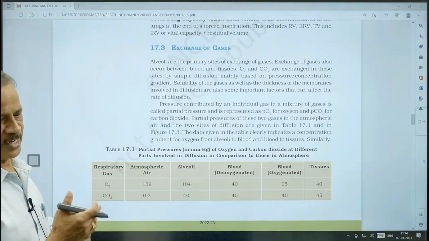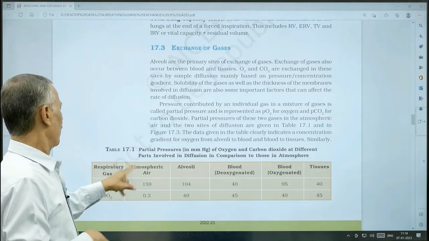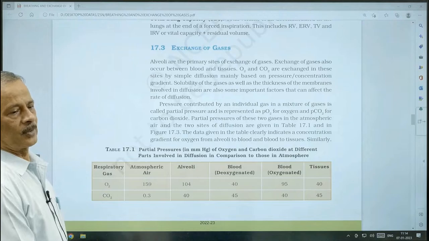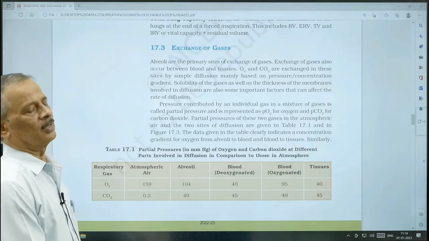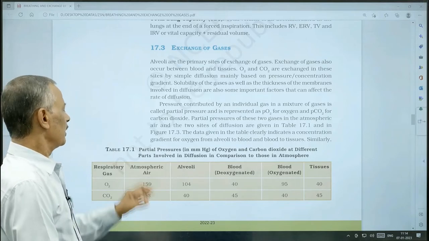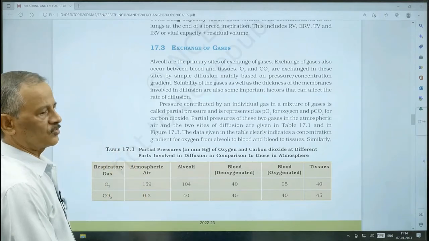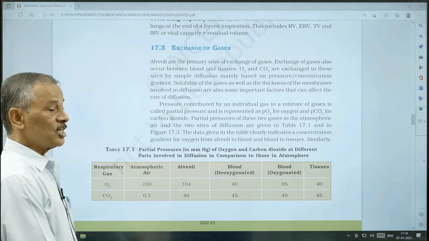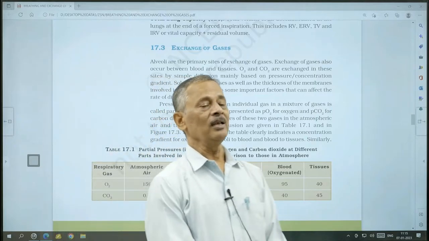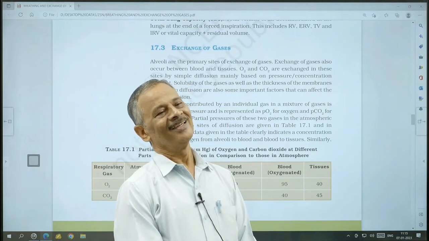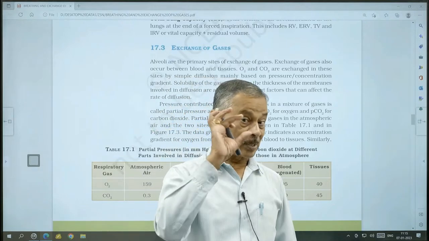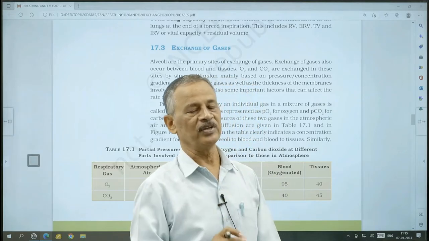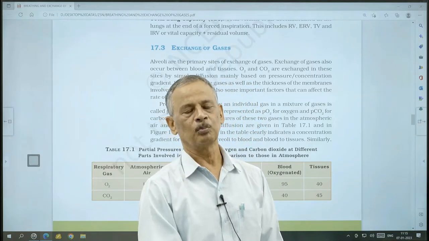Understand that in the atmosphere, we have different gases: nitrogen, oxygen, carbon dioxide, and rare gases. And the percentage of oxygen is almost 21%. The 760 pressure is the pressure of the total gases present in the air. And the pressure only because of oxygen is called its partial pressure. We write it as PO2, partial pressure of oxygen.